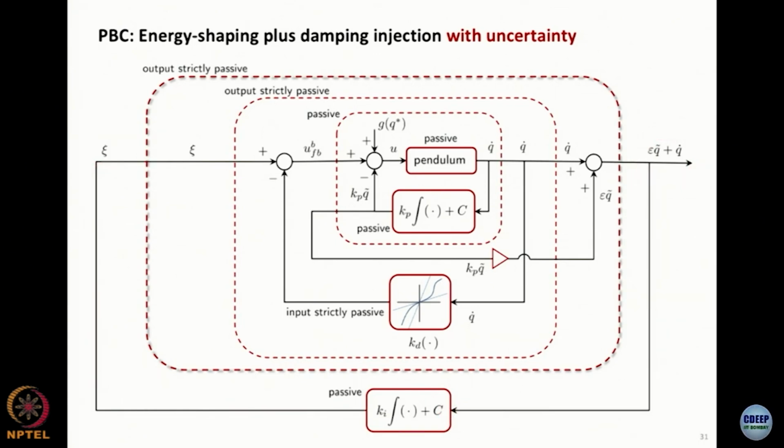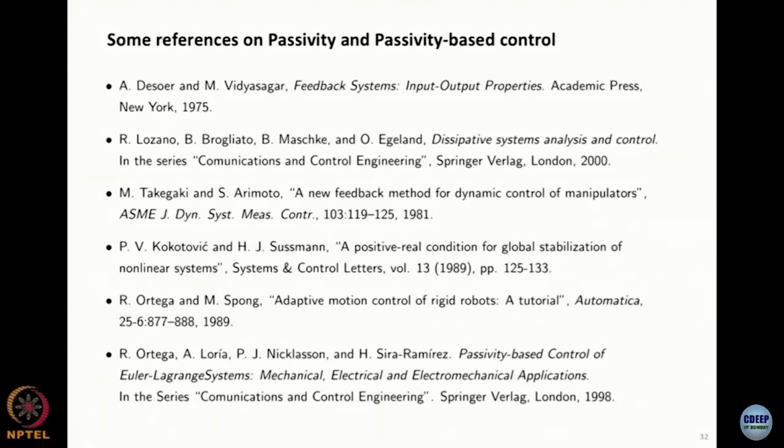And it all boils down to PID control. So you can see that PID control for robot manipulators is another passivity-based controller. These are some references in case you want to know more about all this. Okay, thank you.